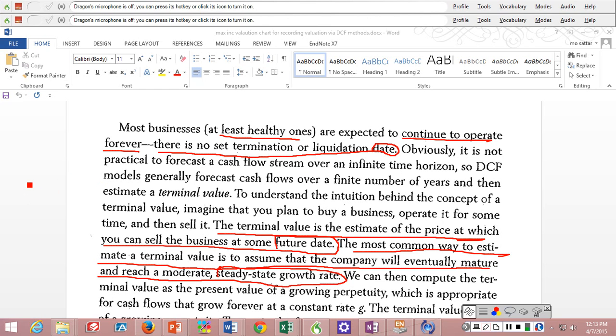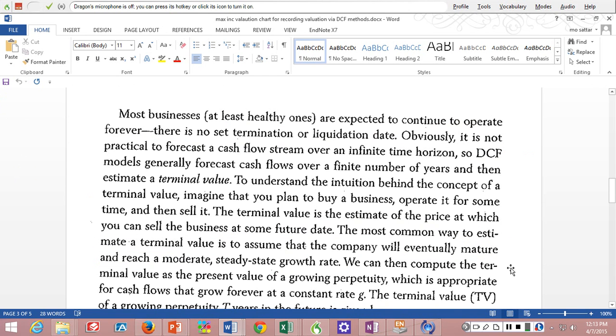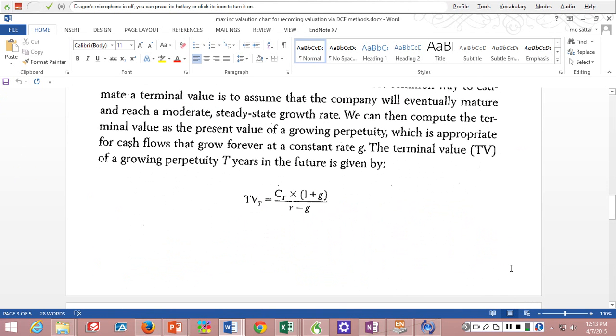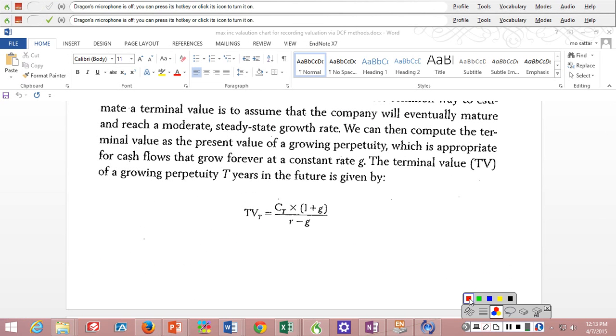So what I'm going to do is talk about this and then talk about how we will apply it to the Max Inc. conversation. Continuing with this, here they are explaining how we calculate the terminal value. Remember, the terminal value is the value in the future.